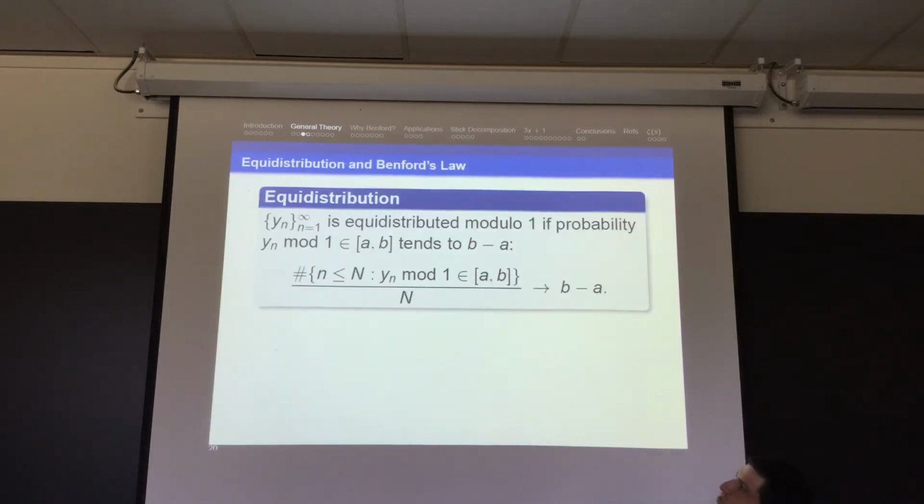Okay, so equidistribution. We say a sequence is equidistributed mod 1 if in the limit the probability it lies in a subinterval is just the length of that subinterval. So if I have an interval from 2/3 to 1, I should be in that about 1/3 of the time.